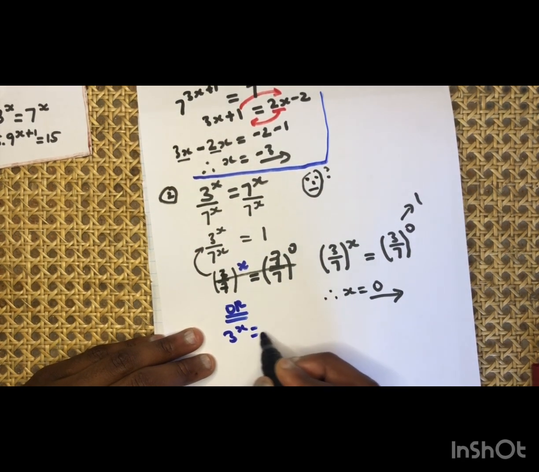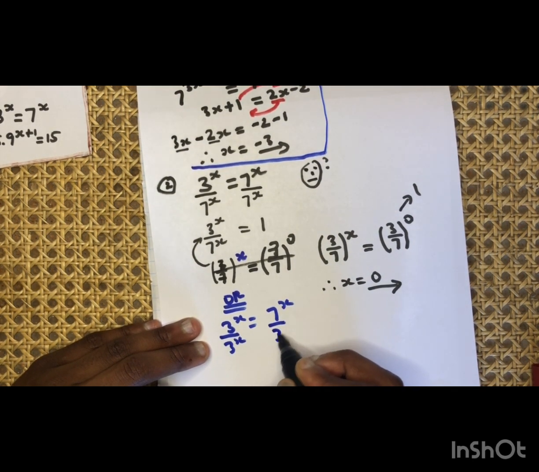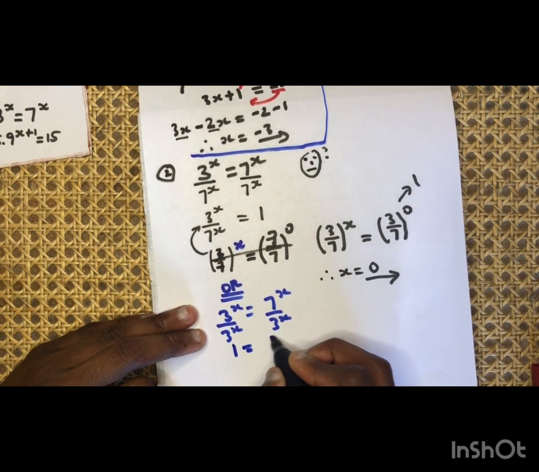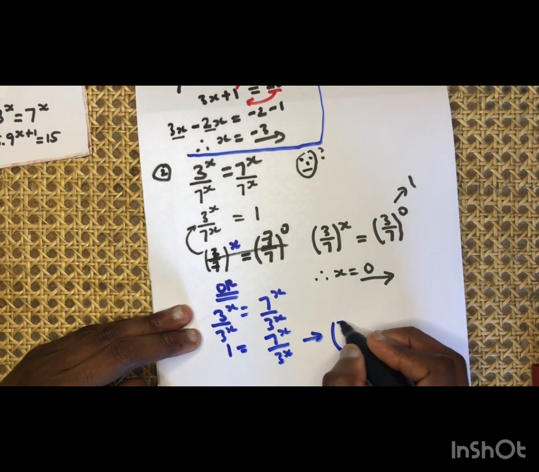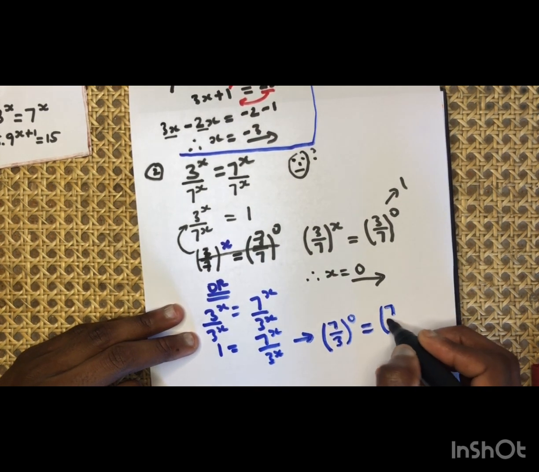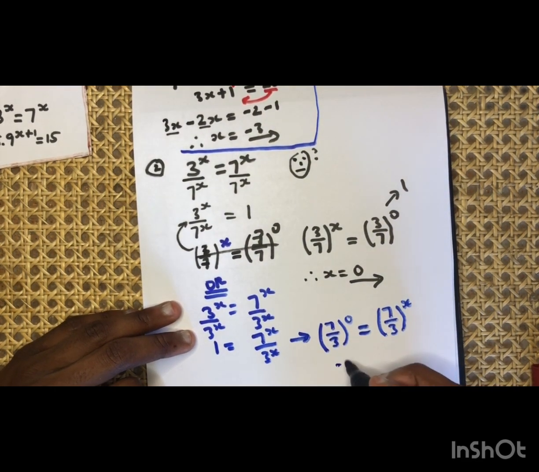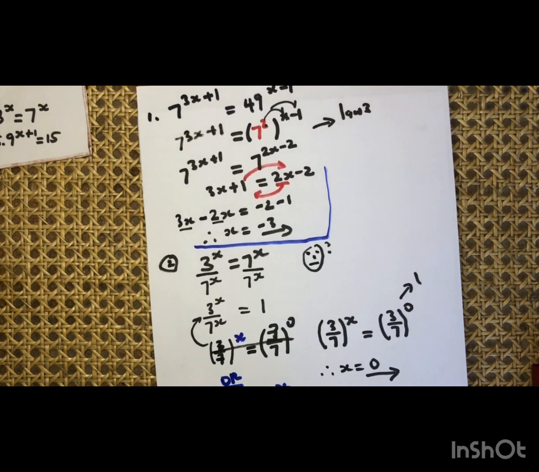Even if you did it another way, guys, you will still get the same answer. Since you have 3^x and 7^x, you can divide both sides by 3 to the power x if you want. Now this one will give you 1, and this one will give you 7^x over 3^x. This is the same as (7/3) to the power 0 equals (7/3) all raised to x. Now the bases are the same, and still here your x is equal to 0. So that was an interesting question, but an easy one.